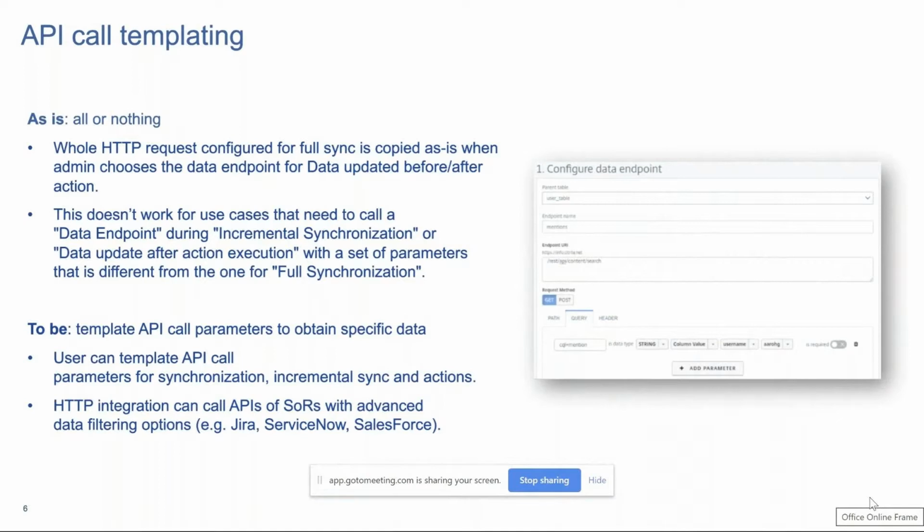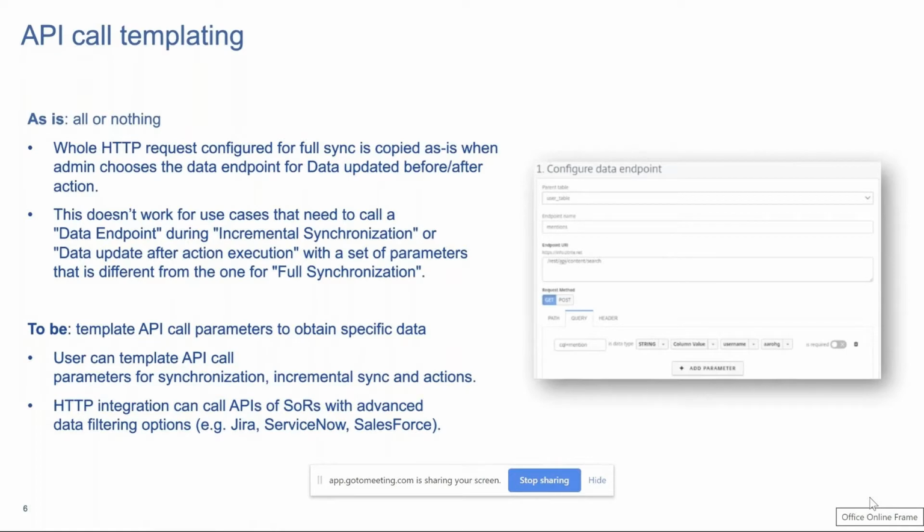At the moment, the as-is state is all or nothing. By that, we mean that the whole HTTP request configured for full synchronization is copied as such when the admin chooses the data endpoint for data updated before or after action. And this does not work for use cases that need to call a data endpoint during incremental synchronization or data update after action execution with a set of parameters that are different from those you get for full synchronization. So this is the problem space.